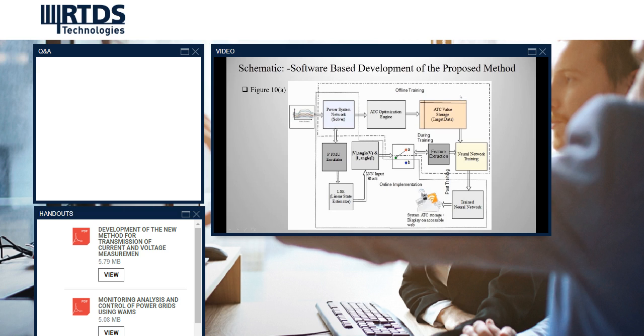prepares the target data, and the PPMU emulator sends the measured information to the linear state estimator, from where it goes to the VI block, which then sends it to the feature extraction block. After the feature extraction block, the extracted features are sent to the neural network training block, from where, if the training of the neural network is complete, then it is exported as a trained neural network. And now this can be used for ATC estimation in real time.